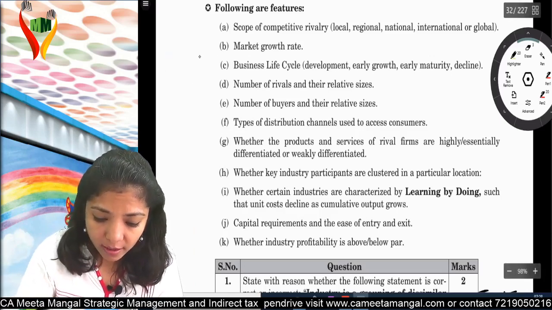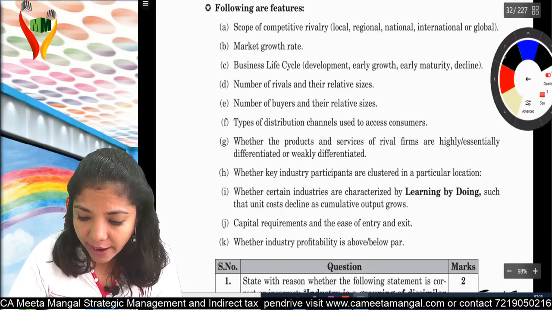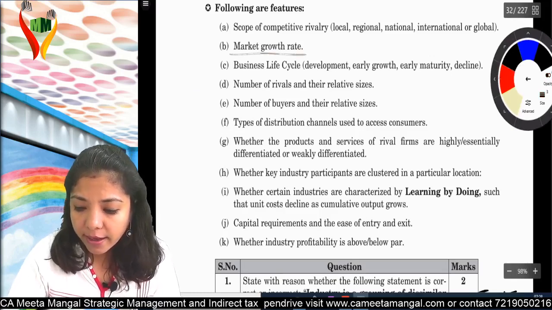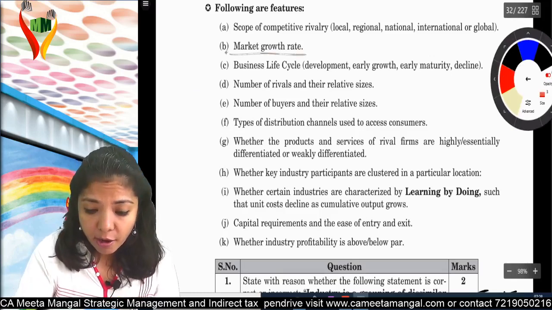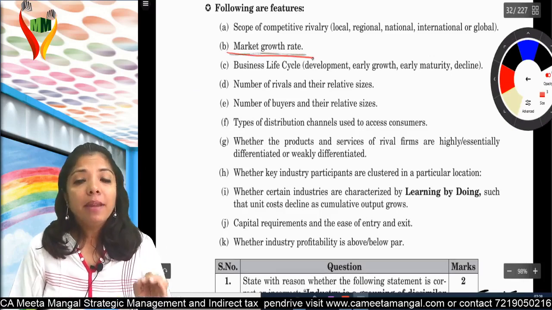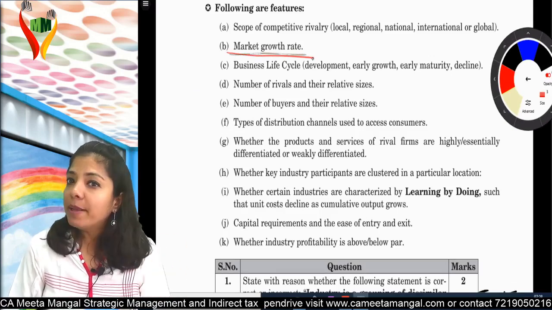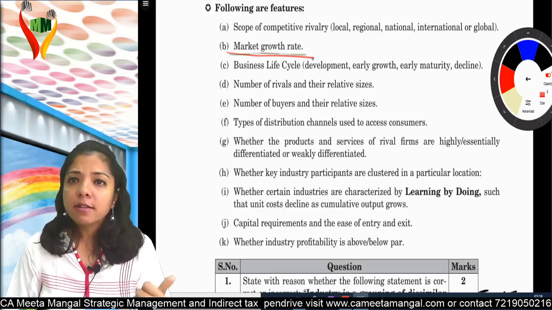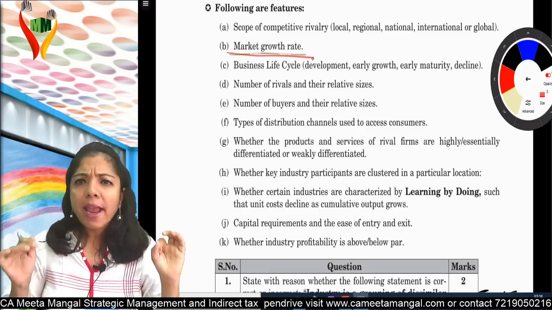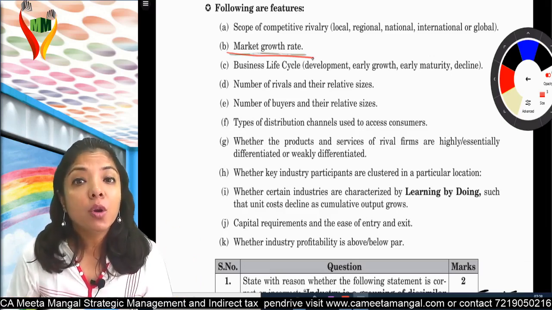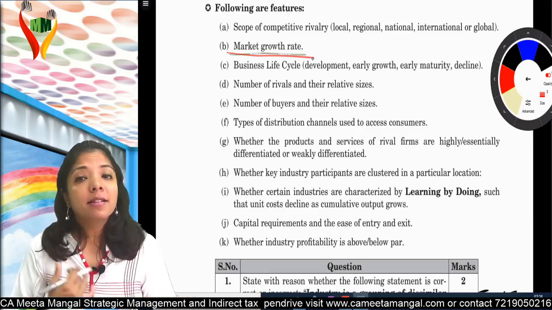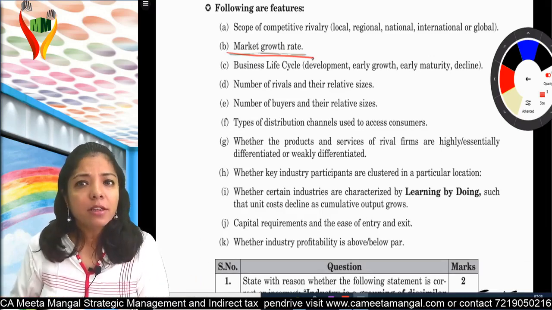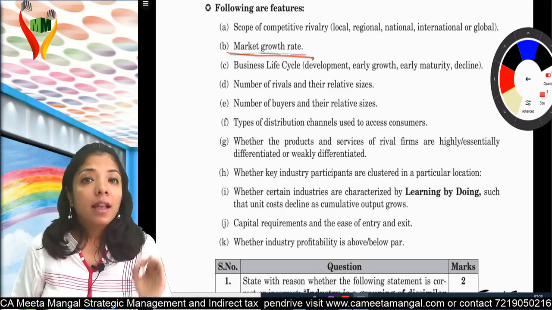Second, market growth rate. Write the meaning of the term. Market growth rate means what? Demand for the product. Simple. Before entering into any industry, you should know about the demand. If demand is there, enter. If demand is not there, don't enter. Am I clear?